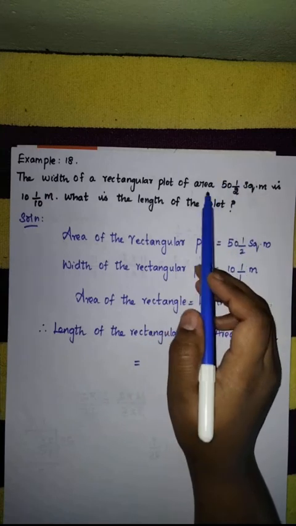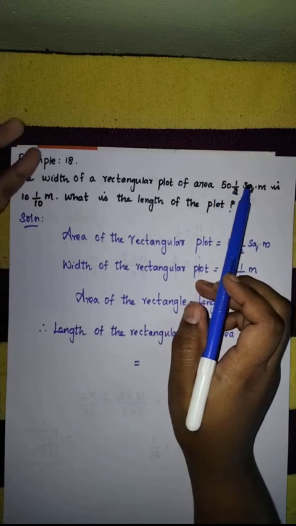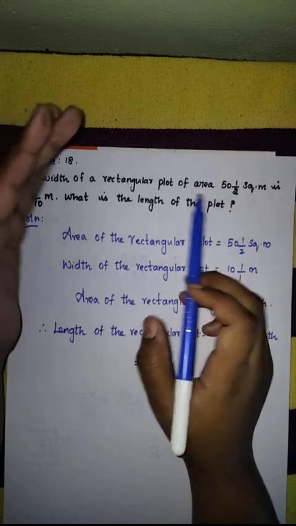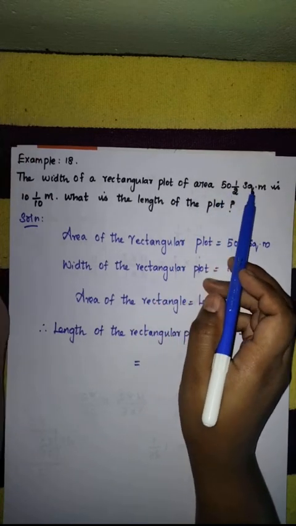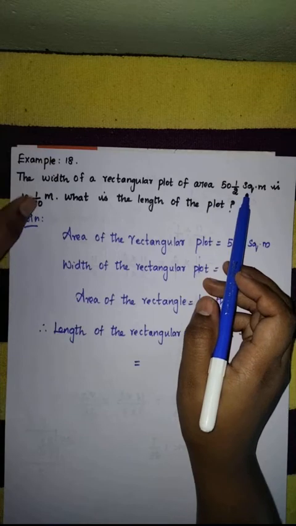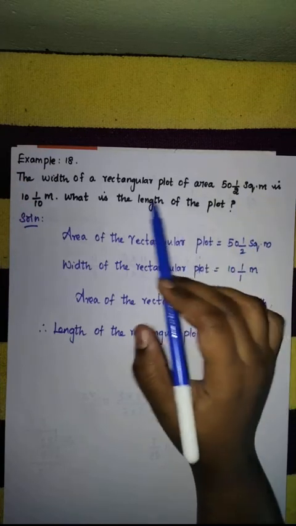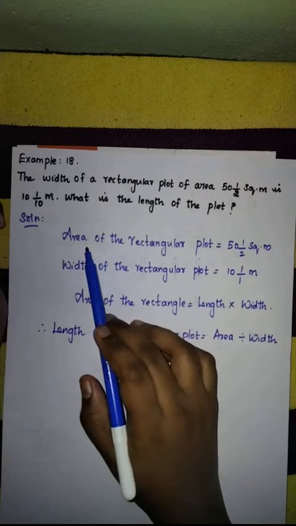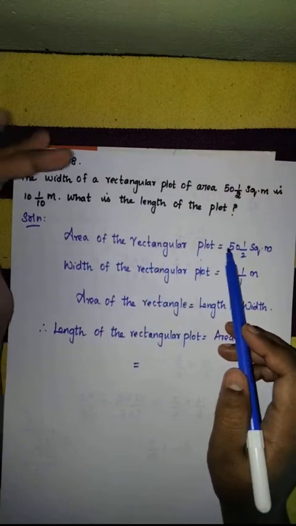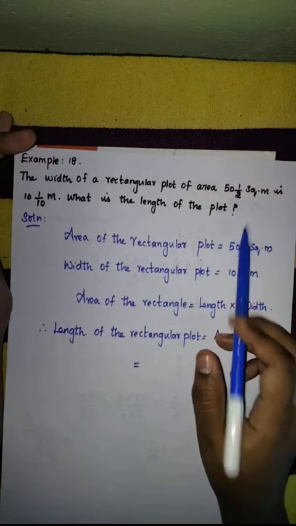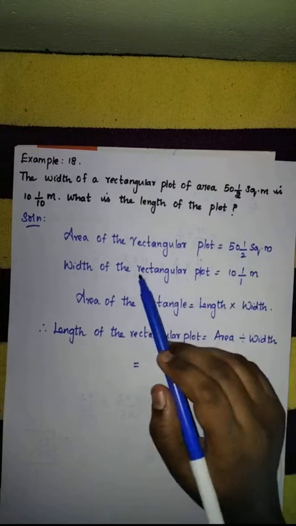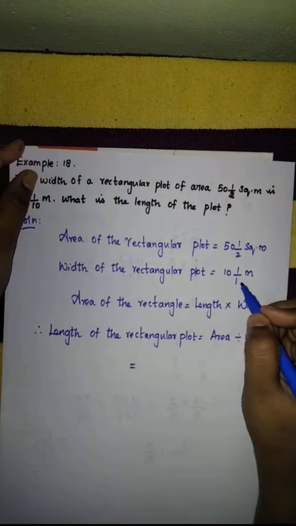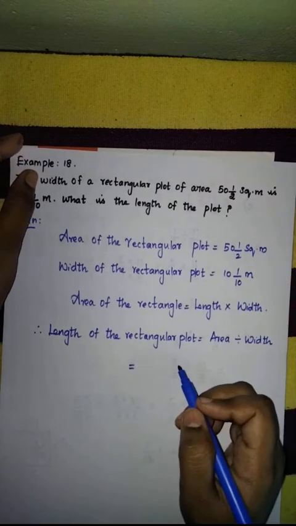They have given the area of the rectangular plot, and the width also. We are going to find the length of the plot. The area is 51 by 2 square meter. The width is 10 1 by 10 meter. First, write the given statements. Area of the rectangular plot is 51 by 2 square meter. Width of the rectangular plot is 10 1 by 10 meter.